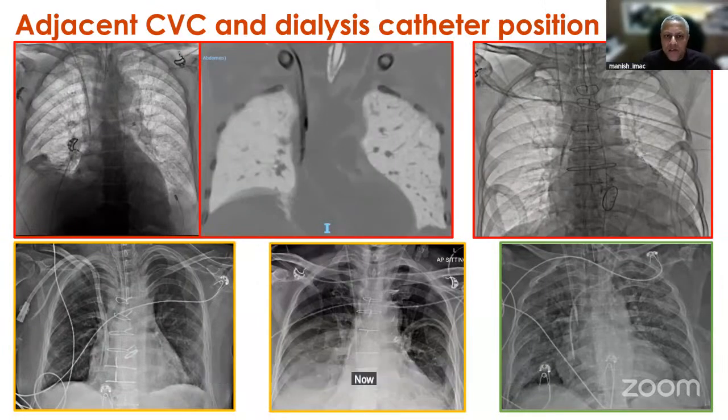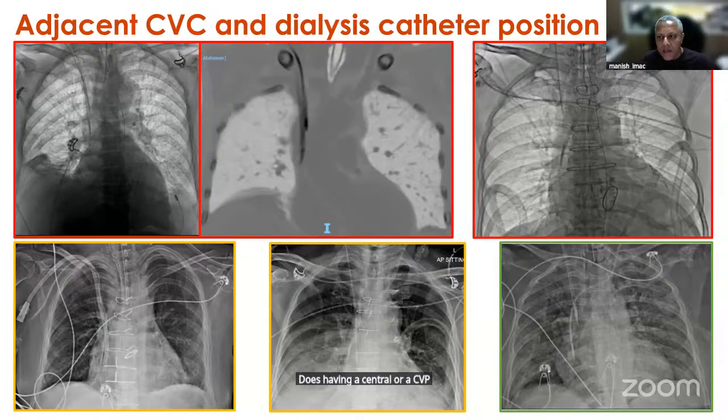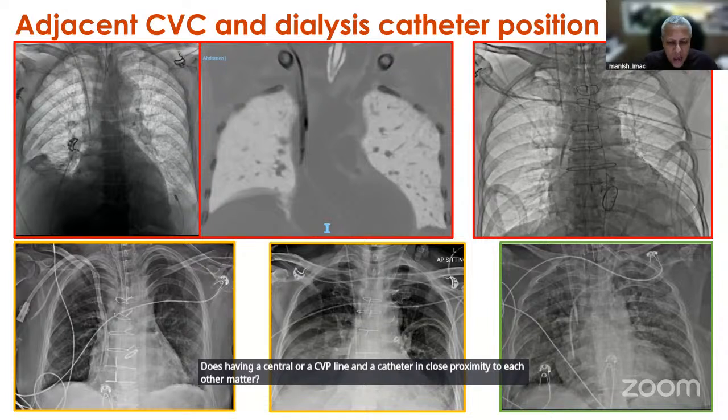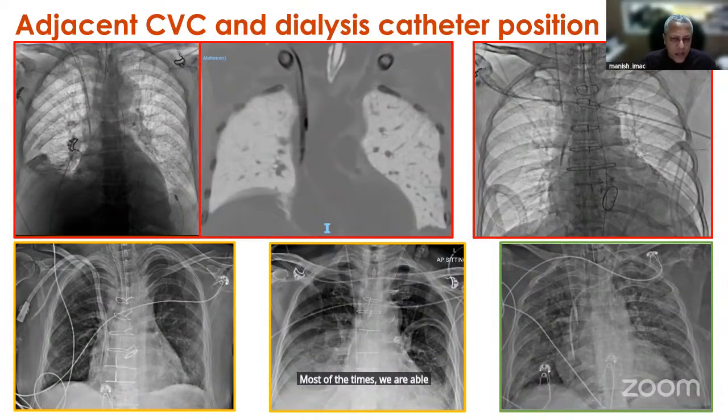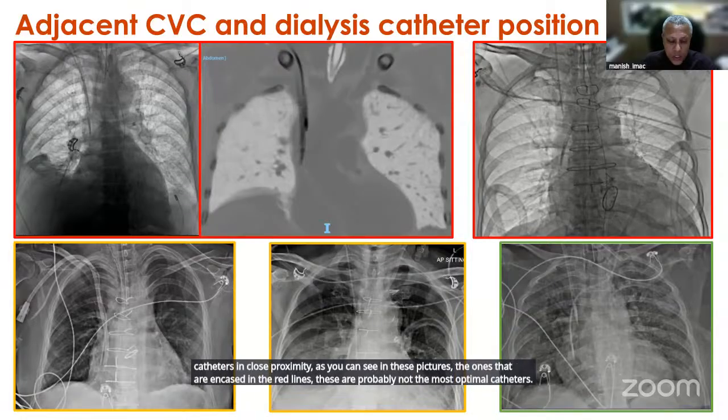Now, what happens sometimes when you have no choice, or the veins are used up with a central line, or you have a complicated patient who may need multiple lines? Does having a central or CVP line and a dialysis catheter in close proximity to each other matter? Most of the time we are able to get away with it, but sometimes having these catheters in close proximity, as you can see in these pictures, the ones that are encased in the red lines, is probably not the most optimal catheter position to have.